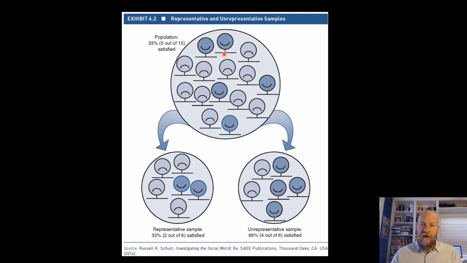Now, keep in mind, the only characteristic that's being represented here is satisfaction, because that's what we're studying in this case. That's the sampling unit. That's the thing we want to know about the population, so we can know whether or not the sample we draw is in fact representative.